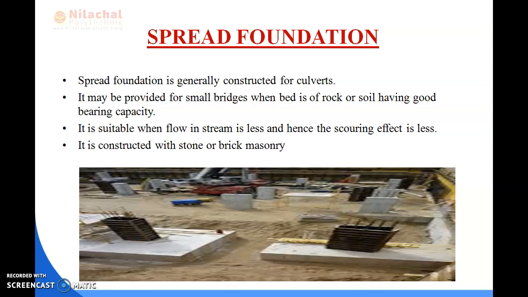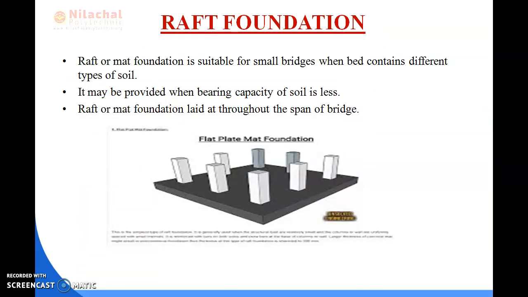Okay, so basically the lower part is constructed by lean concrete and the foundation footing part is constructed by your masonry pier. Okay, so next come to the next slide, raft foundation.